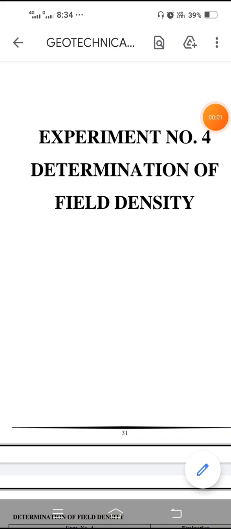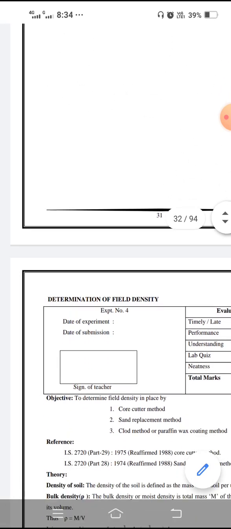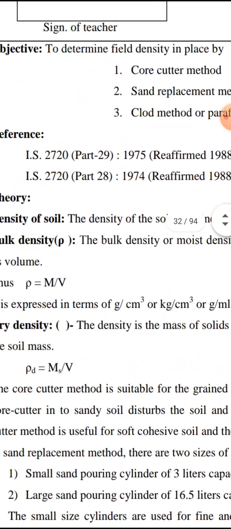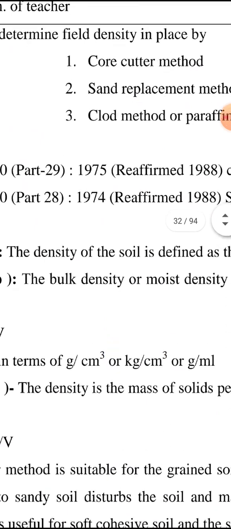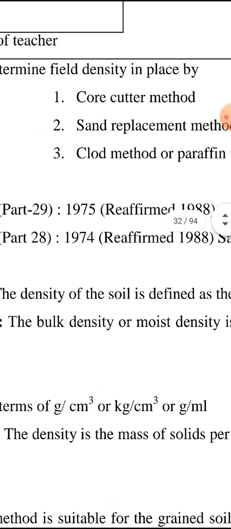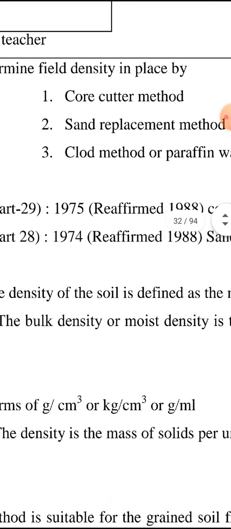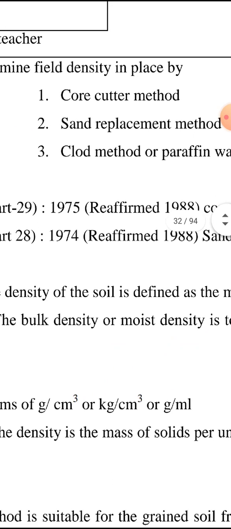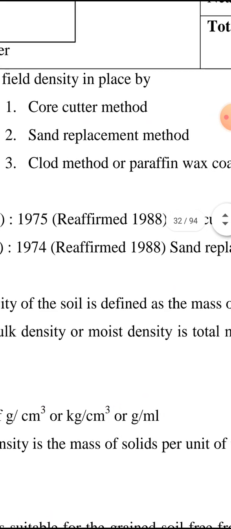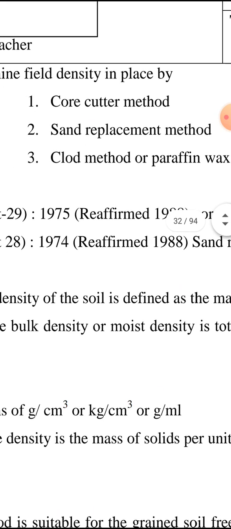So, this is the last index property, that is the determination of the field density, that is, measurement of the density actually on the field. There are three methods from which we can find out the density of the soil sample on the field. The first one is called the core cutter method, the second one is the sand replacement method, and the third one is called the clod method, or paraffin wax method, or water displacement method.